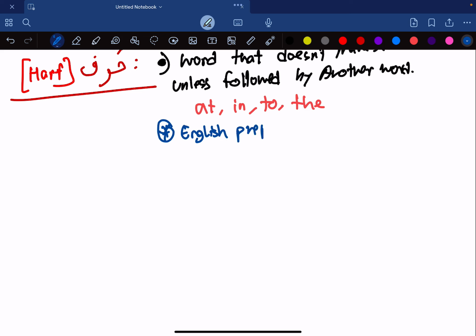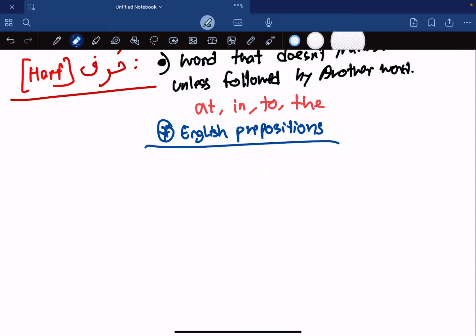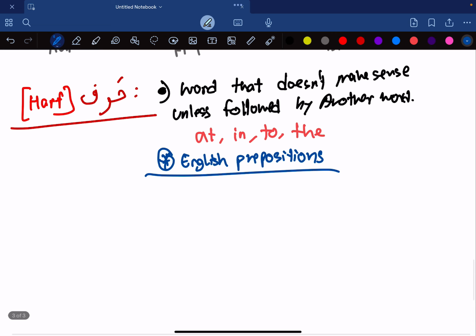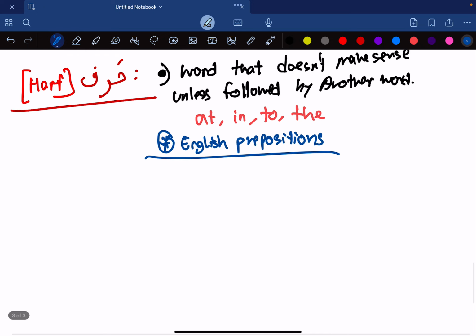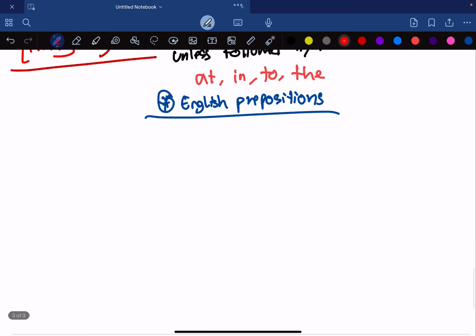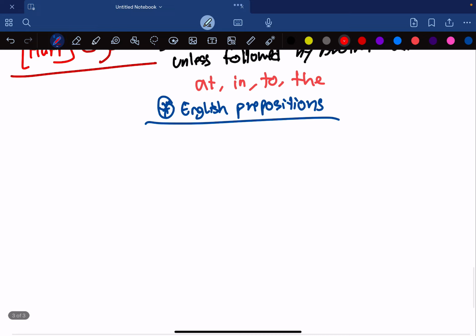English prepositions. Not all, I'm not going to go into the exceptions, but most of the English prepositions, on, in, over, these things are kind of harf. Done with one word.